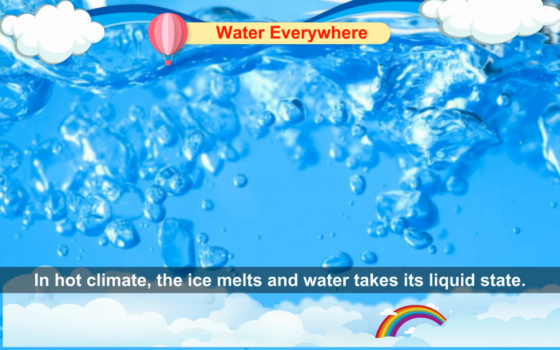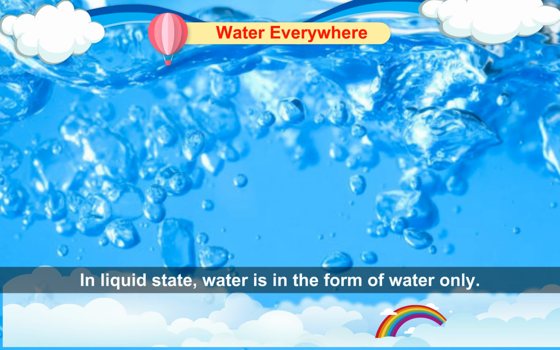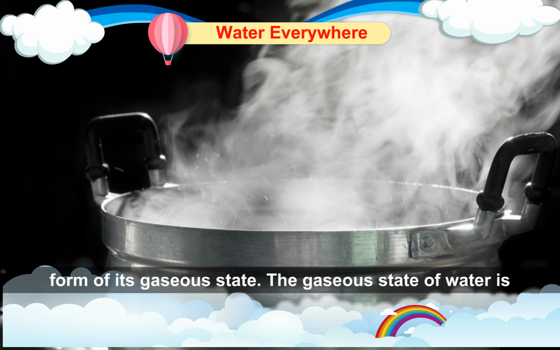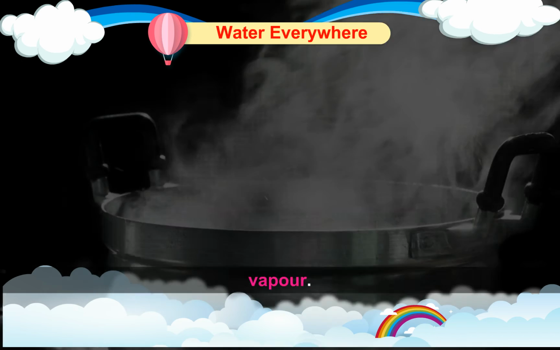Liquid state. In hot climate, the ice melts and water takes its liquid state. In liquid state, water is in the form of water only. Gaseous state. During very hot conditions, water gets evaporated and takes the form of its gaseous state. The gaseous state of water is vapor.